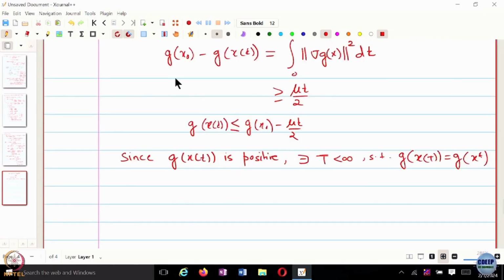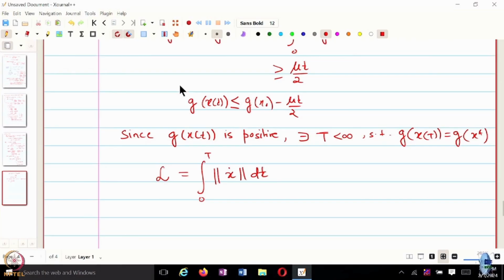So now we are going to integrate from 0 to capital T. If I try to find the length of the trajectory starting at x naught and ending at x star, what should that length be equal to? Actually it's the modulus of dx, right, because it's a length. So you can write this as the integral of the norm of x dot dt from 0 to capital T, the length of the path traced by this dynamical system. And what is x dot by definition? The negative of the gradient of g of x.